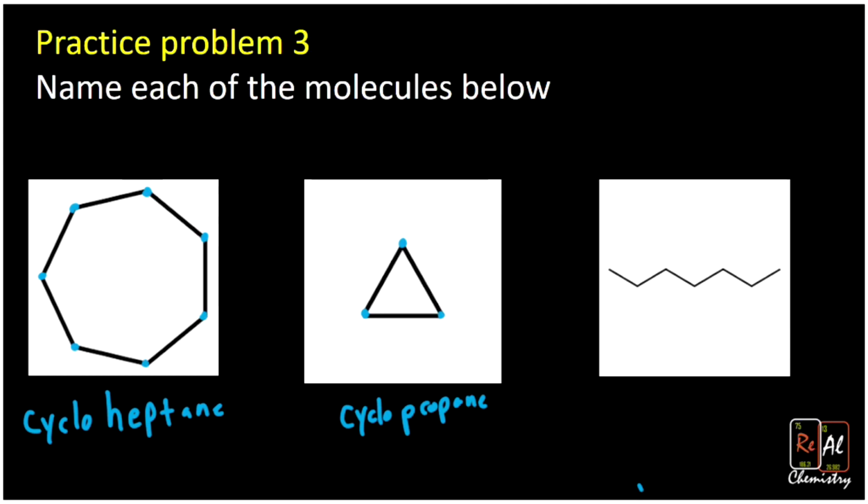Let's count the carbons in the last one. 1, 2, 3, 4, 5, 6, 7. Because there's 7 carbons, we call this guy heptane. So that's just regular old heptane. Notice that over here we put a cyclo because it was a ring, and over here we don't because it's just a straight line. So that is how we can name alkanes and cycloalkanes. Really important starting point for thinking about more complicated organic molecules.